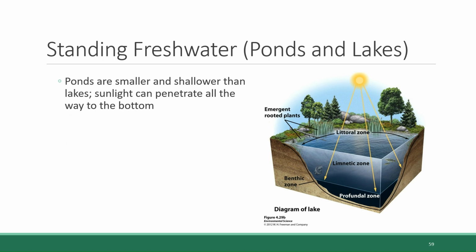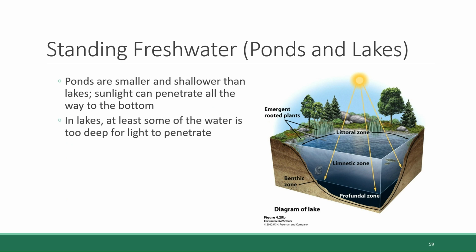And the distinction between ponds and lakes is that ponds are smaller and shallower, meaning that sunlight can penetrate all the way to the bottom. Whereas in lakes, at least some of the water is too deep for light to penetrate. And you probably remember that in the ocean, the availability of sunlight was a significant determinant of what the food chain looks like in a marine biome. So, likewise, in lakes, there are also distinct biomes based on sunlight availability. Lakes are divided up into the littoral zone, the limnetic zone, the profundal zone, and the benthic zone.